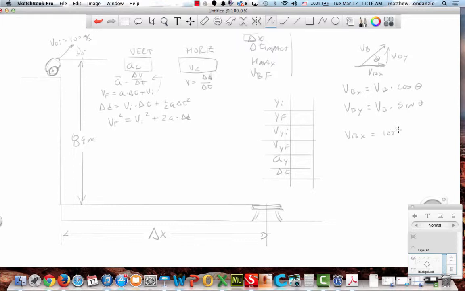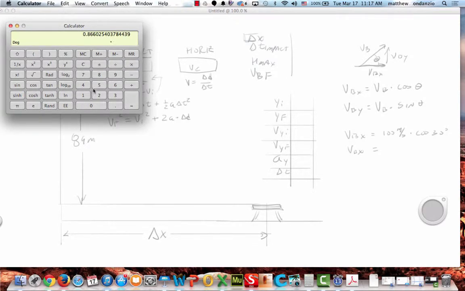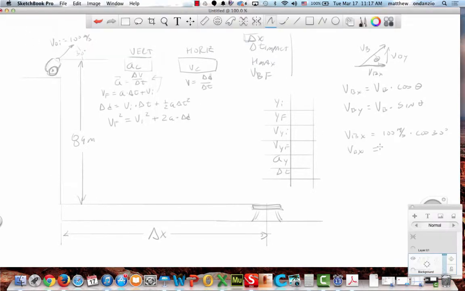So that means VBX is equal to 100 meters per second times the cosine of 30 degrees. What did you guys determine VBX to be yesterday? Cosine 30 times 100 is 86.6 meters per second. Correct? Okay, what is VBY equal to? 100 meters per second times the sine of 30 degrees. Sine of 30 is 1/2. So VBY is equal to 50 meters per second.